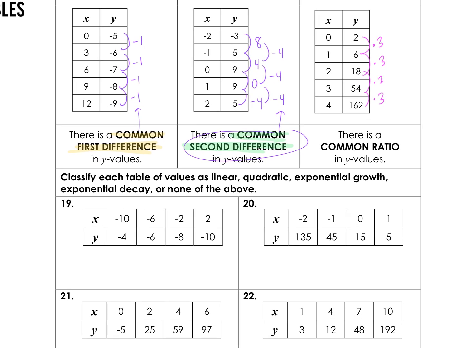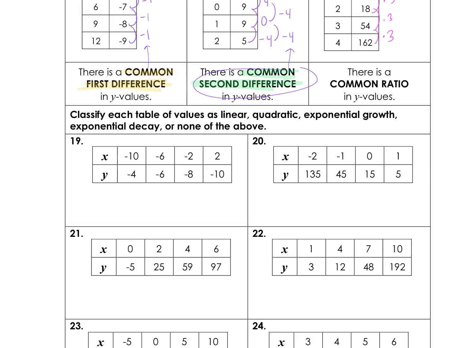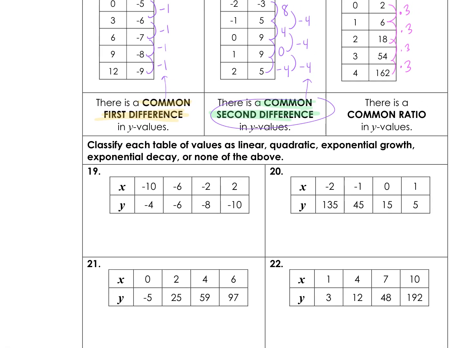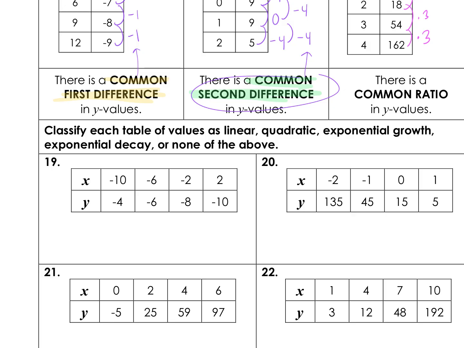So down here, we're just saying, is it linear, quadratic, exponential, growth, decay, or none of the above? So this first one, we want to look at the y values. It looks like we're subtracting 2 every time. Again, if you have a hard time telling that in the calculator, you can just take one value minus the one before it. So for example, negative 6 minus negative 4 is going to be negative 6 plus 4, which is negative 2. But if you can look at that table and tell you're subtracting 2, that's good. So here we have minus 2, minus 2, minus 2. Consistently subtracting 2 means it's a linear table. So that first one is linear.